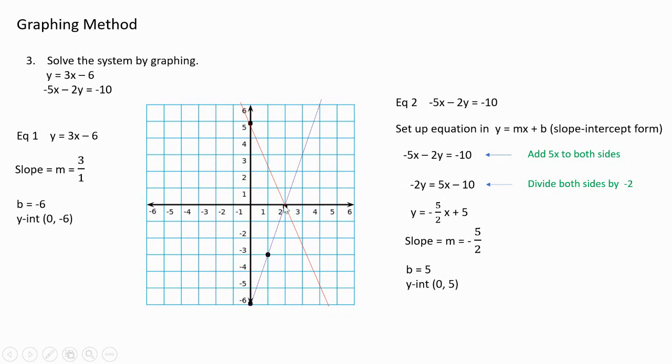So where the lines intersect is my solution, which is going to be 2, 0. That's my solution to the system.